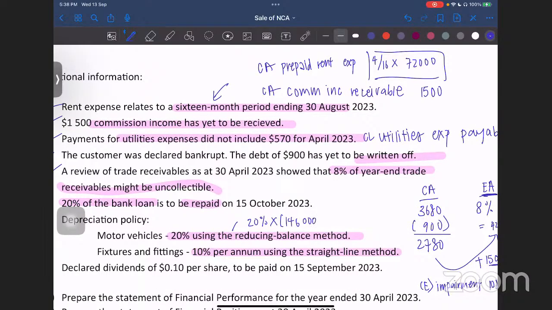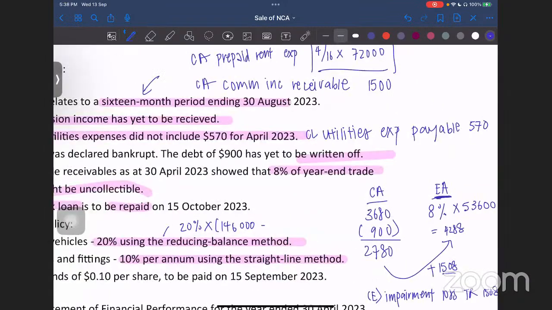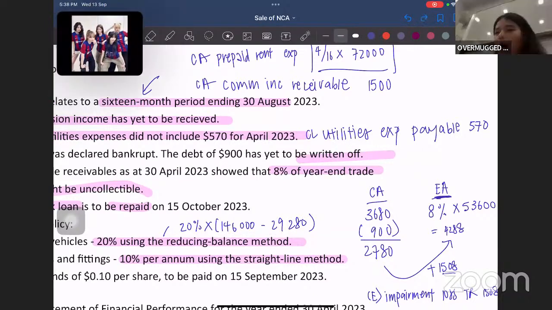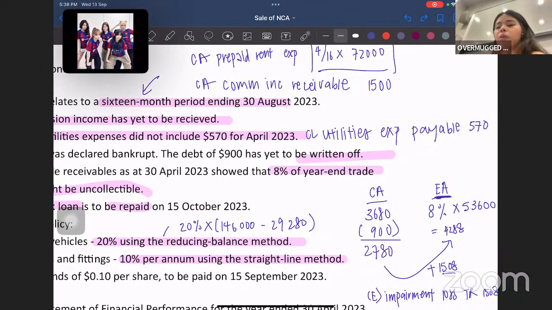146,000 minus your 29,280. That's all. So this one is called your NBV, net book value. For the one who was asking me just now, what is NBV? NBV is net book value.